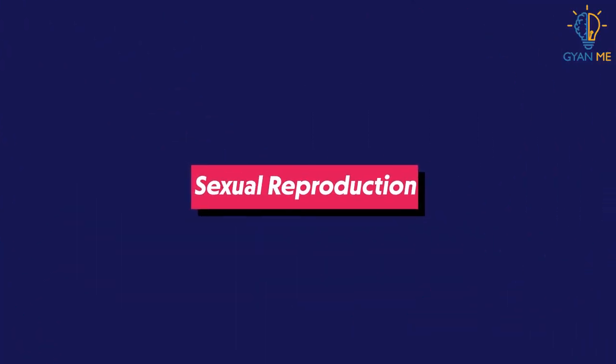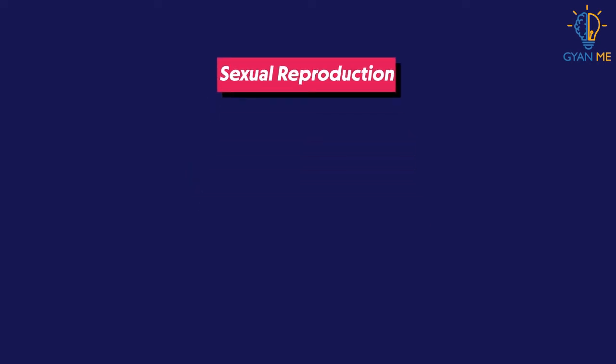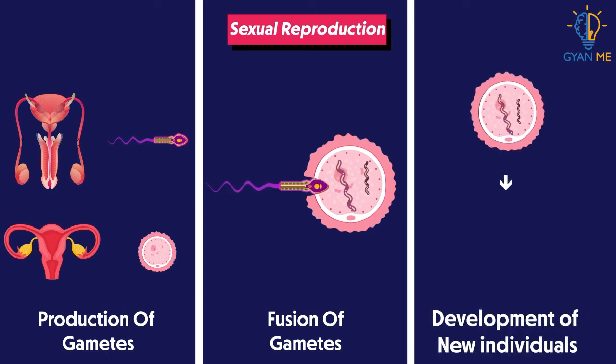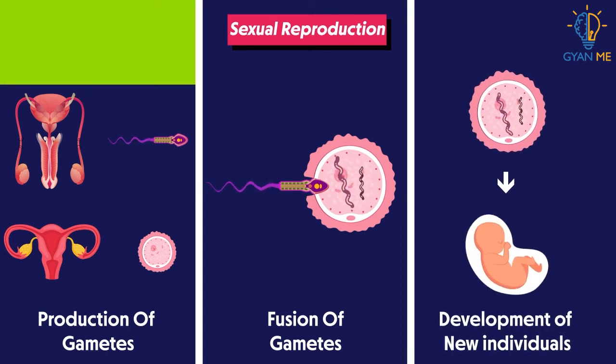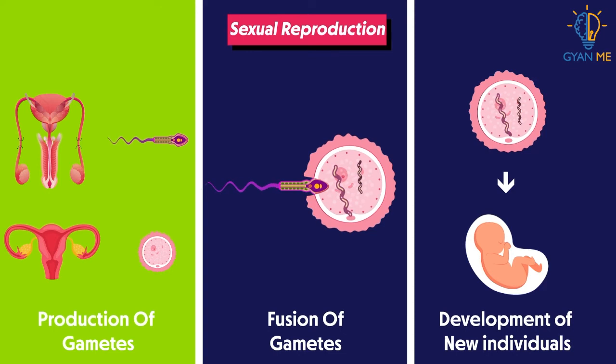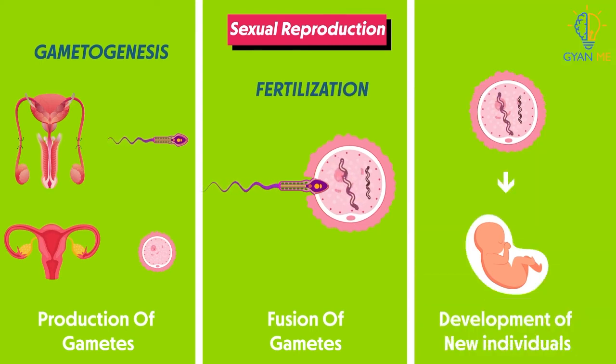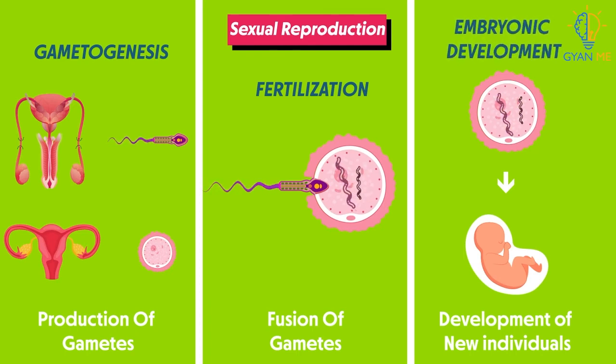Sexual reproduction involves three main steps: production of gametes, fusion of gametes, and development of new individual. The process of formation of male and female gametes is called gametogenesis. The process of fusion of gametes is called fertilization, and the process of development of individual is called embryonic development. We will learn about each of the stages in detail in our coming videos. But for now, let's quickly revise what we have learned.